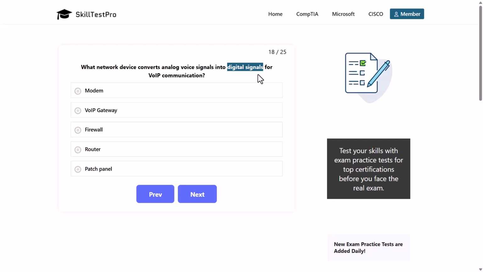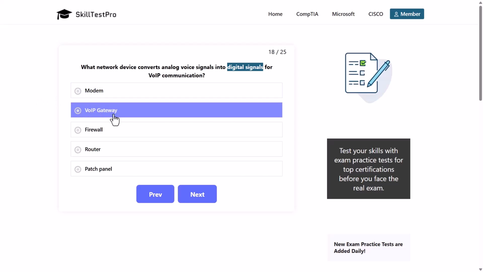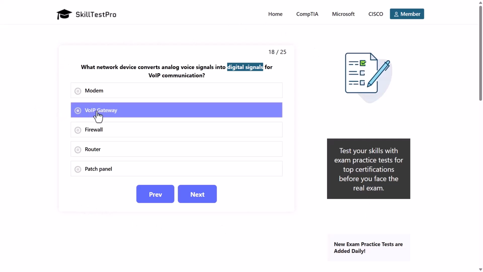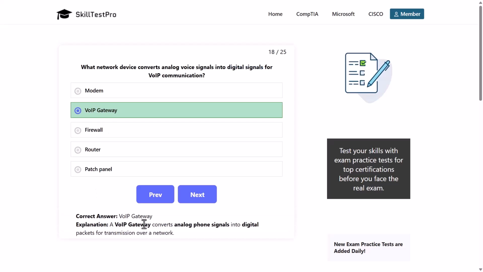Many times you will hear that there are still analog video cameras, and your company is going to change them to digital cameras with digital signals, and you should be able to identify the differences. If you don't know it, search it up and check it, guys, because you will need this in your IT career. The answers are modem, VoIP gateway, firewall, router, or patch panel. Which one would be the correct answer here? The correct answer is the VoIP, or Voice over IP, gateway, as a VoIP gateway converts analog phone signals into digital packets for transmission over a network.